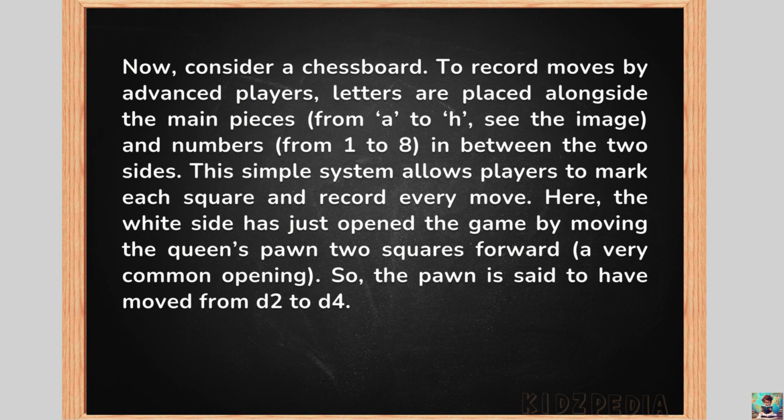Here, the white side has just opened the game by moving the queen's pawn 2 squares forward, a very common opening. So, the pawn is said to have moved from d2 to d4.